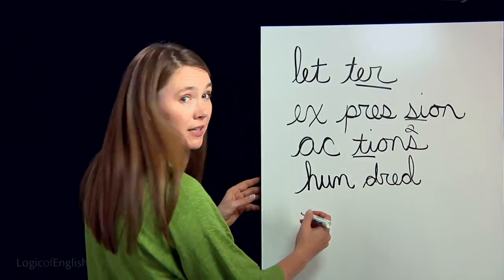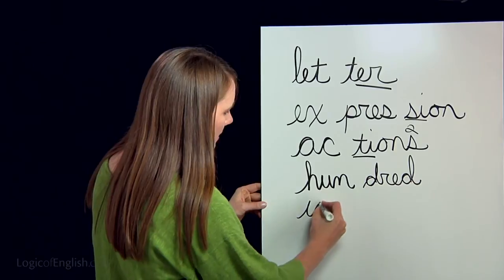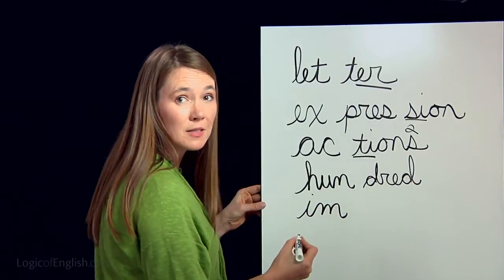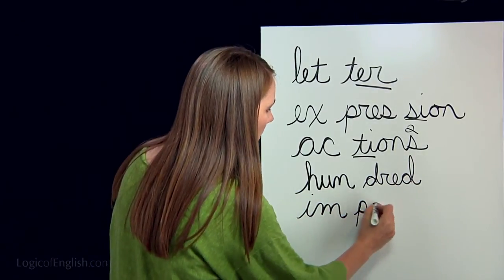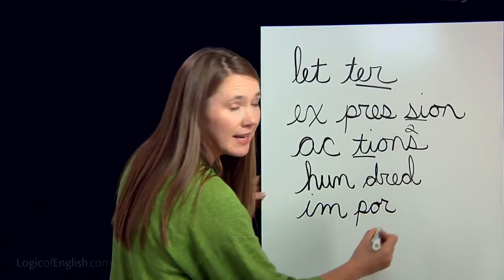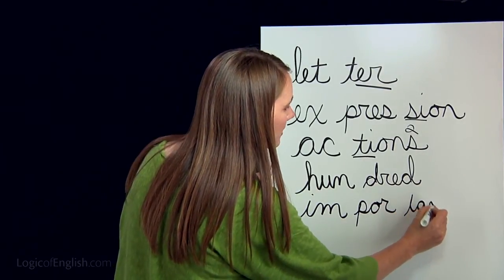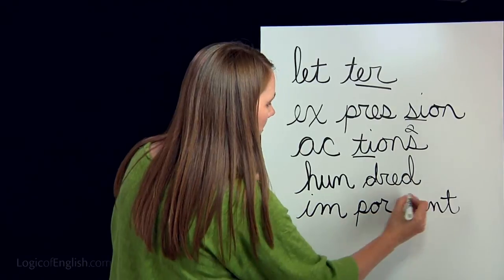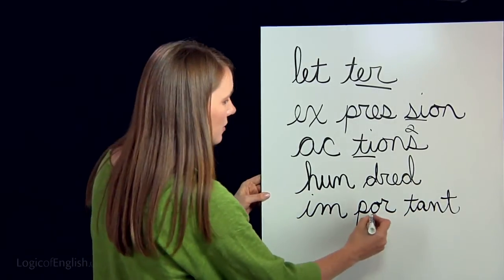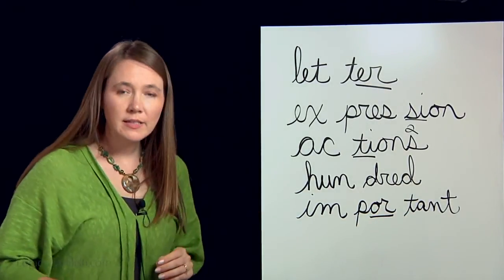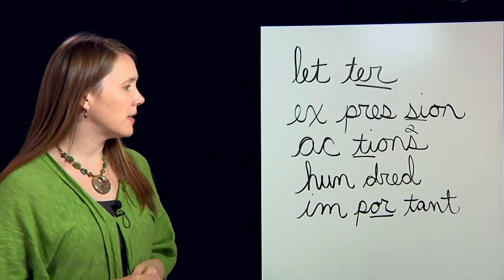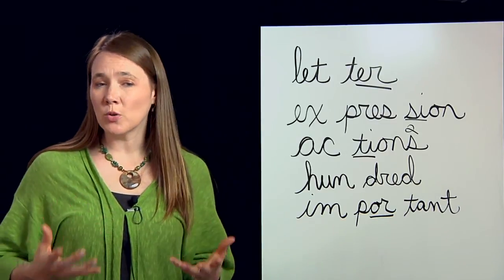And now help me to write it. The first syllable is im, I. Second syllable is por, p, or. Third syllable is tant, t, a, n, t. How will we mark it? We'll underline the or.